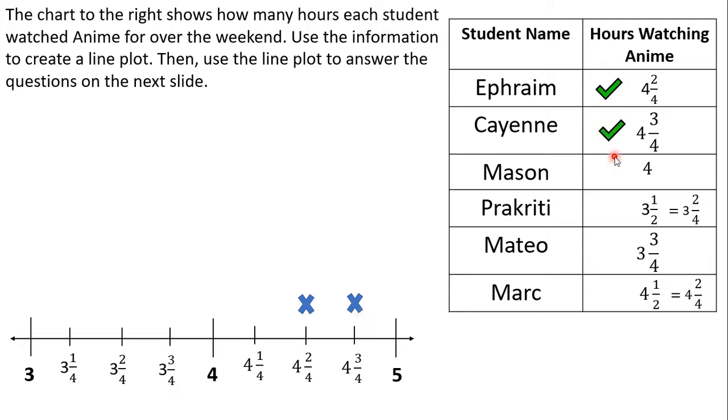And then I'm going to cross it off or put a check next to it. Mason watched anime for 4 hours. So I'm going to find 4 on my number line, which is right here, and put an X above it, and then put a check mark next to his name.